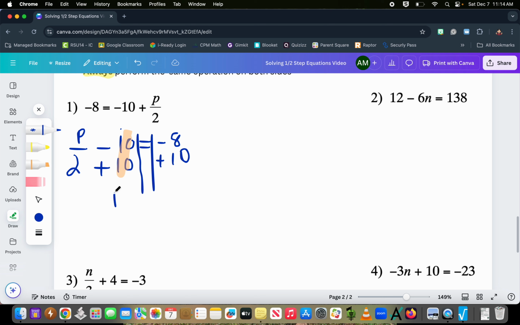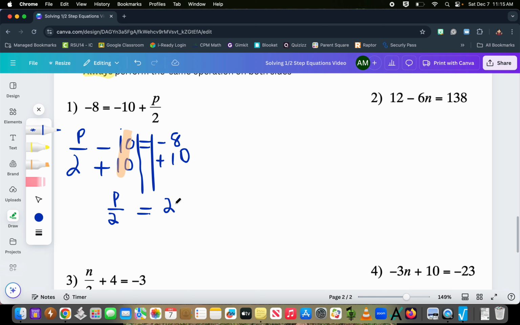So on this side, we're just left with p over 2 equals, on this side we have negative 8 plus 10. So integers with opposite signs, we're going to subtract. So 10 minus 8 is 2. And then we think about which one's further from 0, and in this case our positive 10 is further from 0 than our negative 8, so our answer is going to be 2.